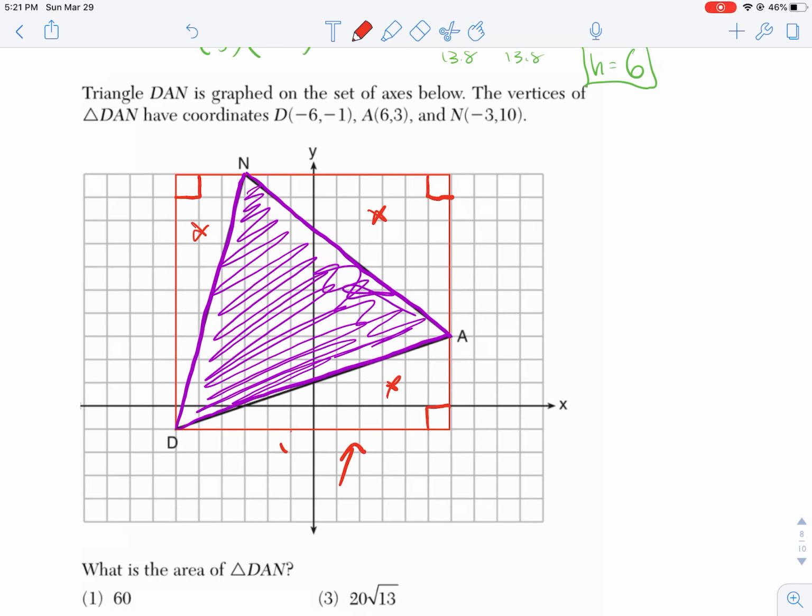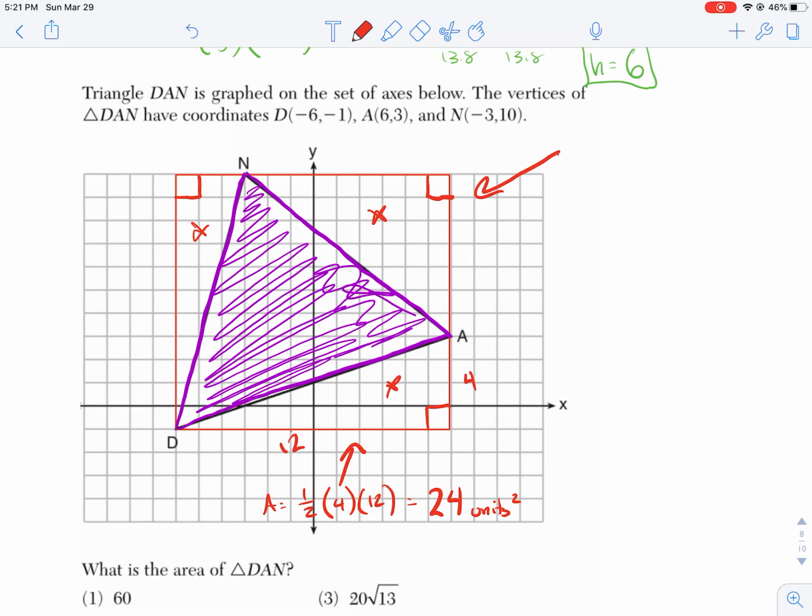Okay? So 1, 2, 3, 4, 5, 6, 7, 8, 9, 10, 11, 12. All right, so this length is 12. This length is 1, 2, 3, 4. All right, so to find the area of this one here, it's going to be 1/2 times 4 times 12, which is equal to 24 units squared.